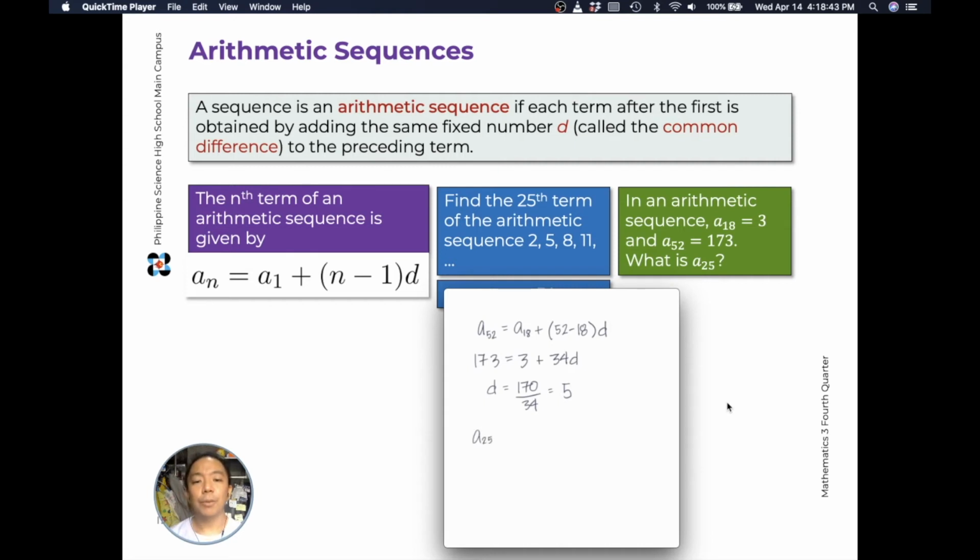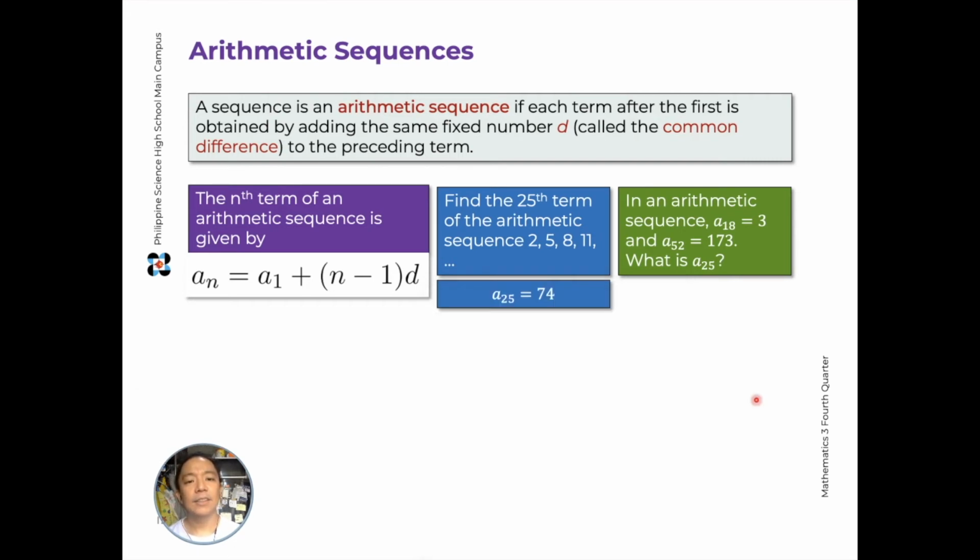So using our formula ulit, the 25th term is equal to the 18th term. We could start from there. So add natin yung common difference na 5, 25 minus 18 times. So this is our working formula. 3 plus 7 times 5, and this will give us 38 for the 25th term. So I hope that made sense. So the 25th term is 38.